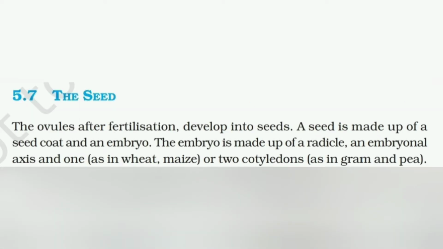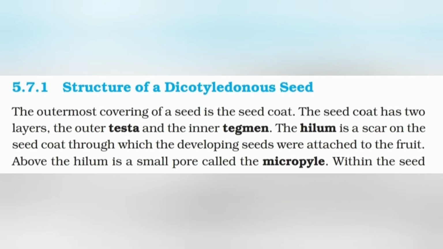The seed. The ovules after fertilization develop into seed. A seed is made up of seed coat and an embryo. The embryo is made up of radicle, an embryonal axis, and one or two cotyledons: one as in wheat and maize, and two in gram or pea. Let us study both the seeds.